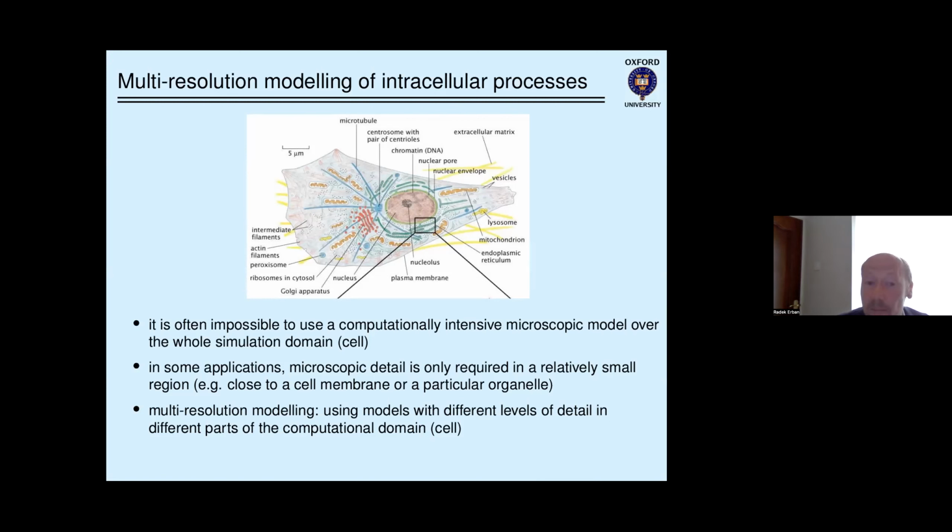In some applications, microscopic details are only required in a relatively small region, for example, close to a cell membrane or a particular organelle. In such applications, what is useful is something called multi-resolution modeling, which uses models with different levels of detail in different parts of the computational domain. So that's what we will talk about, telling you about the underlying mathematics, but also about some applications where we use such methods.